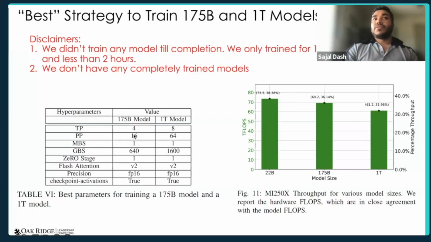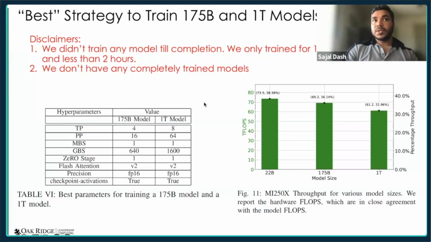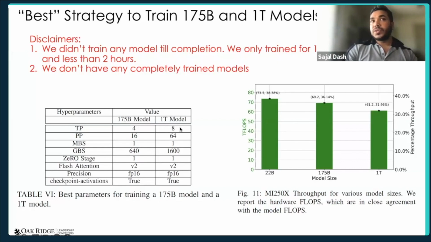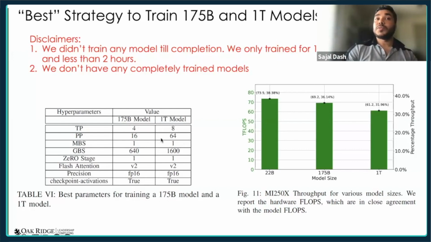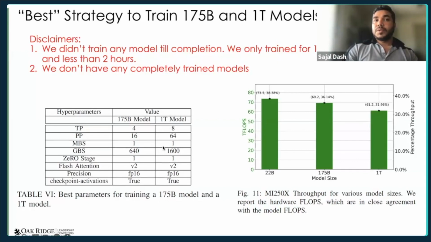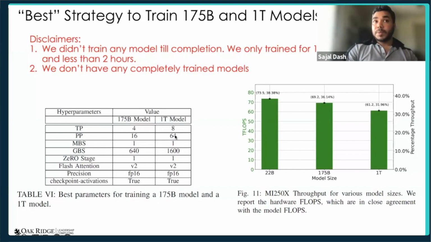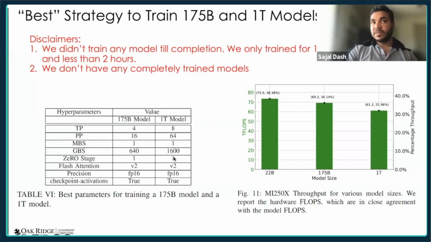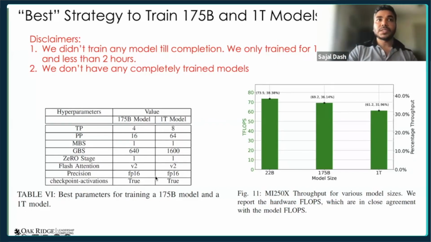So what we have found for the best parameters for training a 175 billion parameter model and a 1 trillion parameter model is that for 175B, you use TP4. For 1T, you want to use TP8, because otherwise it's too much pressure on the pipeline parallelism. So you can see for the trillion parameter model, we are using 64 pipeline stages. We are using a significantly large global batch size so that we can accommodate a large number of micro batches.